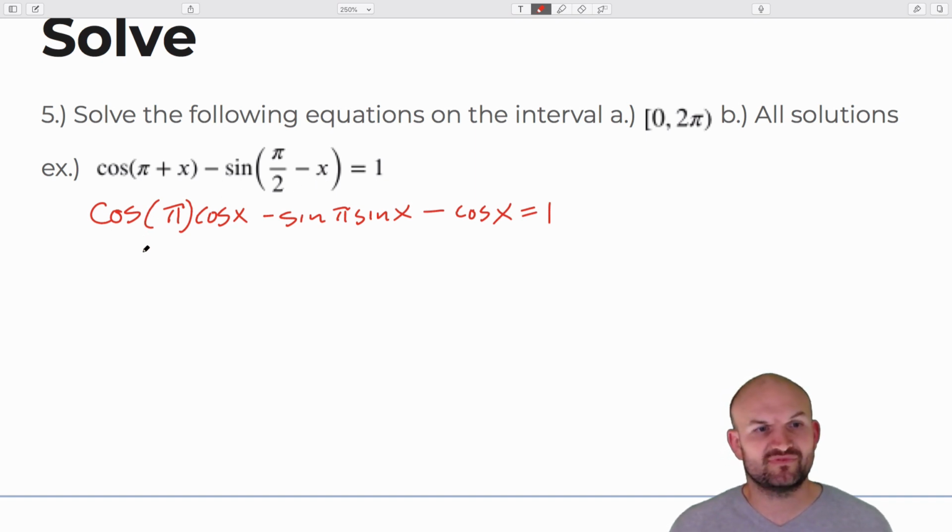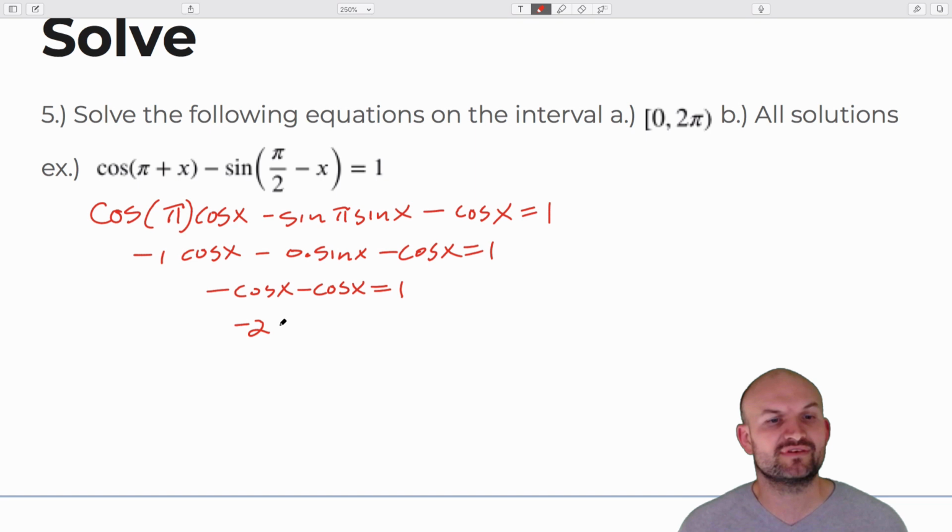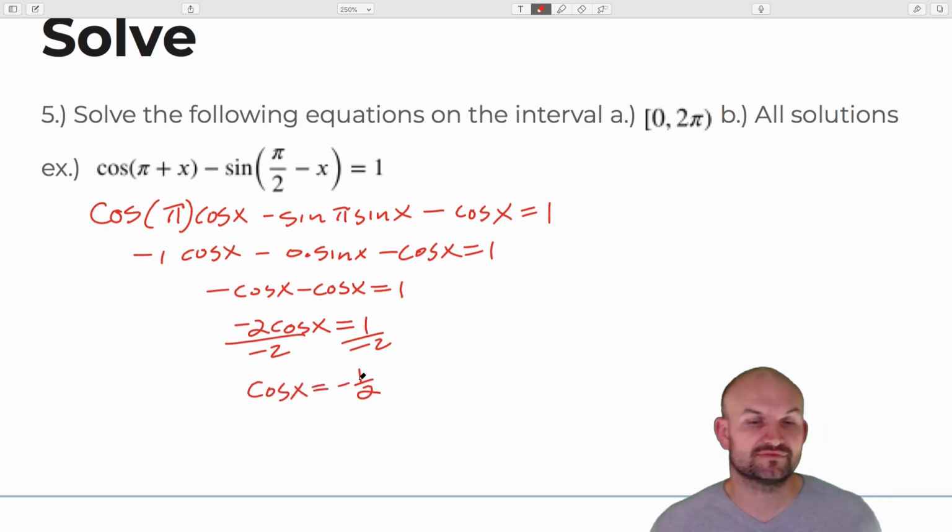But now I can go ahead and simplify. So cosine of pi is -1 times the cosine of x. Sine of pi is going to be 0 times the sine of x, minus a cosine of x equals 1. So therefore, basically, we have a negative cosine of x minus a cosine of x equals 1. If you owe me $1 and you borrow another $1, you have a -2 cosine of x equals 1. Divide by -2, divide by -2. Cosine of x equals -1/2.